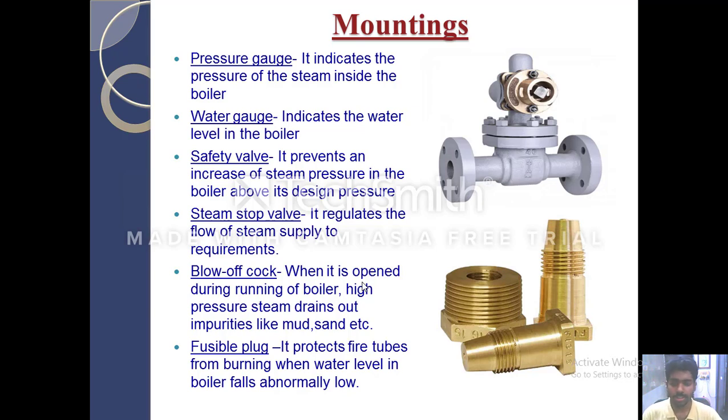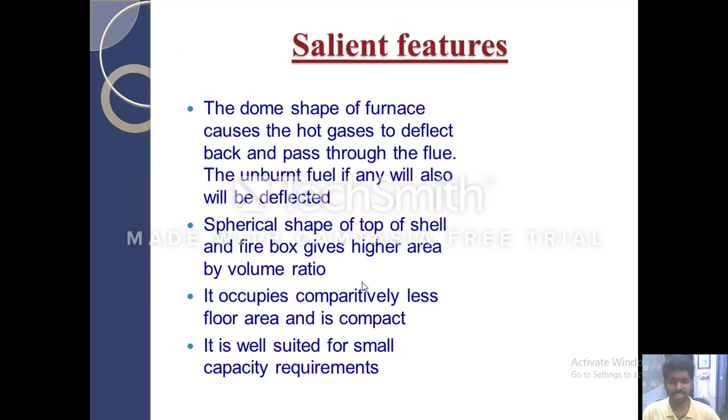Blow off cock: when it is opened during the running of the boiler, high pressure steam drains out the impurities like mud, sand, etc. Fusible plug: it protects the fire tubes from burning when the water level in the boiler falls abnormally low. These are some salient features of the Cochran boiler.